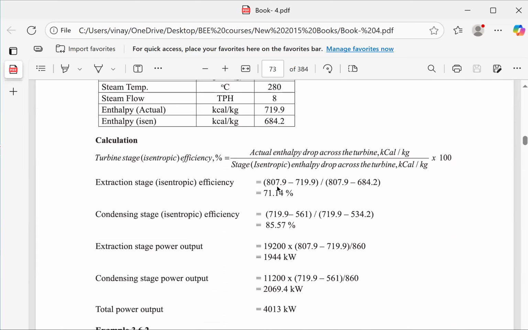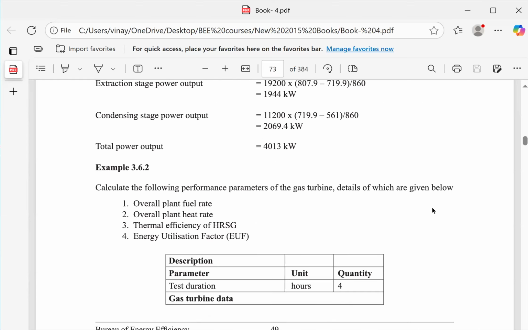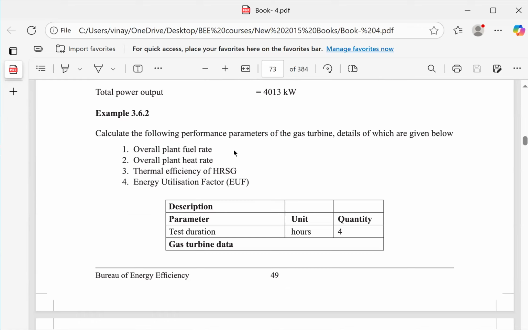Fill in the parameters, you can correlate with what is in the data and then you will realize all these equations. I will not go into it because this is the exercise. You yourself have to do it at home, otherwise you will not remember. If I explain here, you will lose the importance of it. When you do it yourself, then only you will understand. Okay. Then this is the second example. It's very simple. Overall plant fuel rate. What is the overall plant fuel rate?